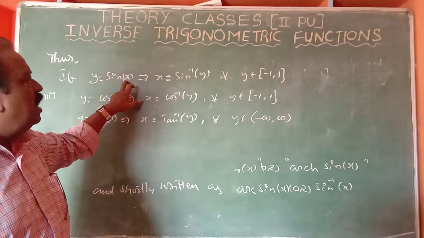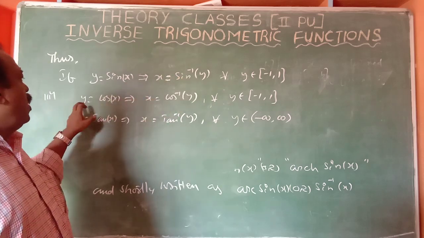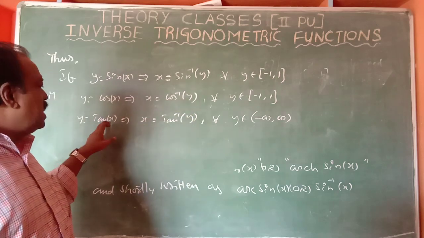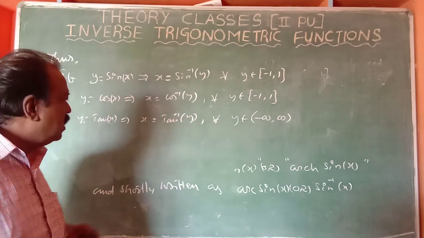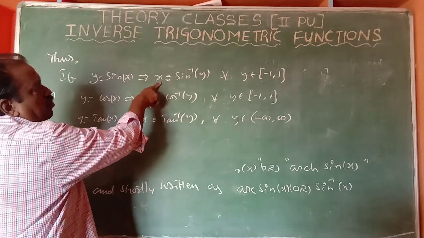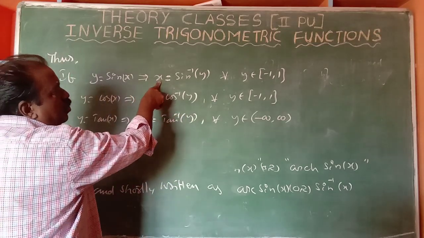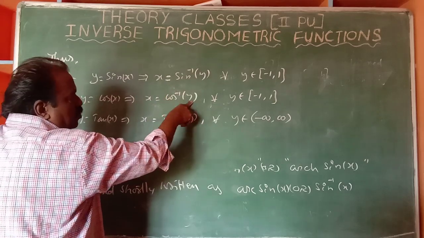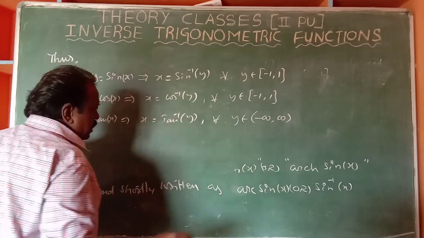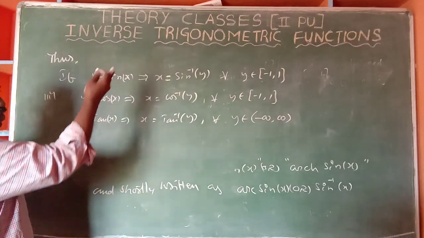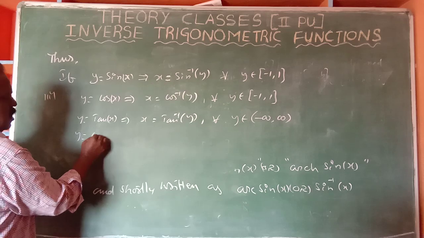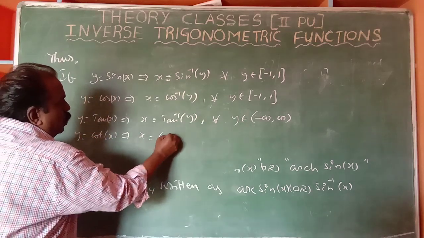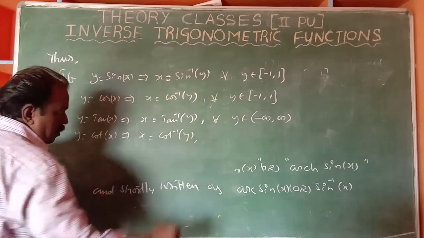Y is equal to sin x, then x is equal to sin inverse y. Y is equal to cos x, then x is equal to cos inverse y. Y is equal to tan x, or x is equal to tan inverse y. Sometimes it is also written and called as x is equal to arc sin y, arc cos y, arc tan y, like that. But you follow this one only. It is enough. If y is equal to cot x, then x is equal to cot inverse y.